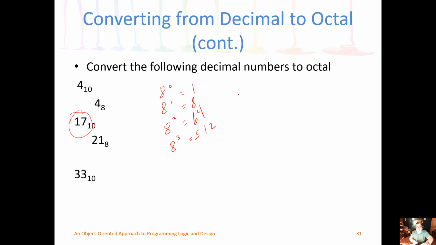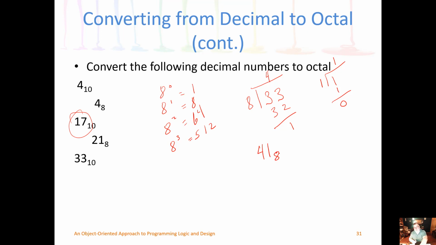Okay, the next one, 33. Well, we know we can skip the 8 squared, so we'll start with the 8. 33, 8. Now, first thing I see here is a 4. 4 times 8 is 32. Remainder 1. Okay, so now I want to do a remainder 1 with just a 1. And it's a 1. It gives me 0. So I get 41 octal. Correct.